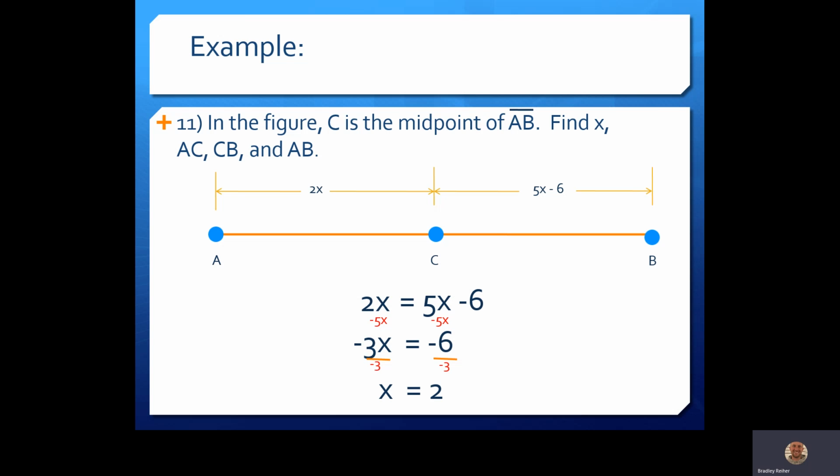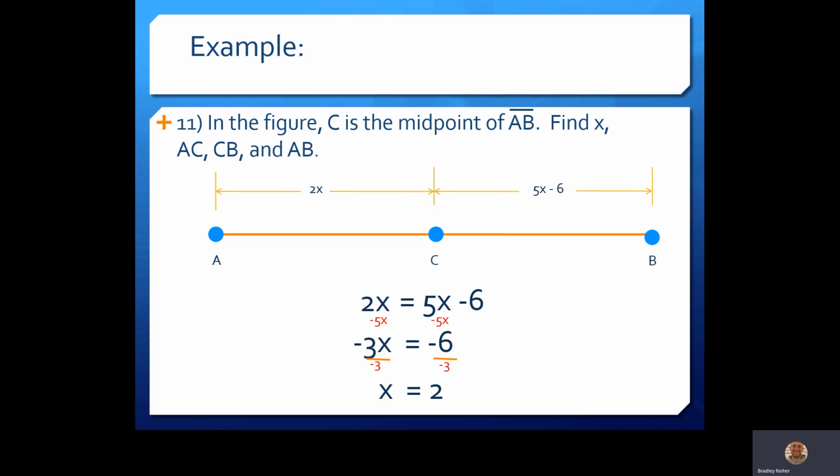I have this worked out already, just so you can see the work there. If C is the midpoint, that means segment AC and segment CB are the same length. Notice how A to C they're telling you is 2 times a number, or 2x. From C to B is 5 times the same number minus 6, or 5x minus 6. We don't know what those lengths really are as one numerical value, but we know that those lengths must be the same.